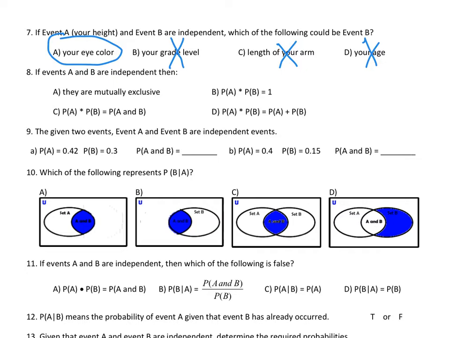For the next situation, if events A and B are independent, then which of those following things are true? They're not going to be mutually exclusive. They are going to be overlapping.